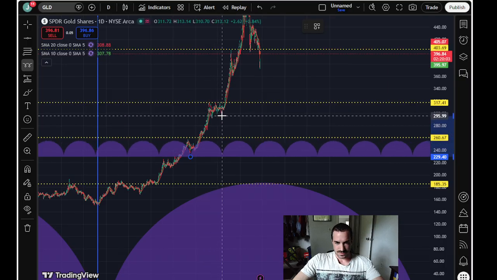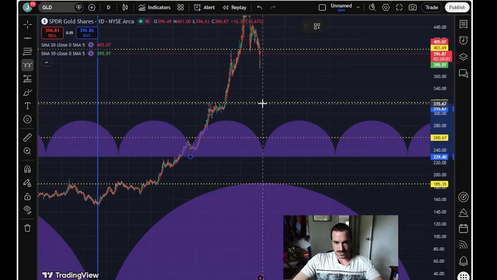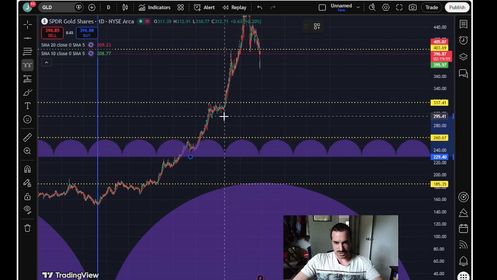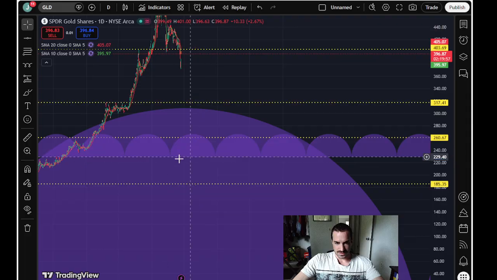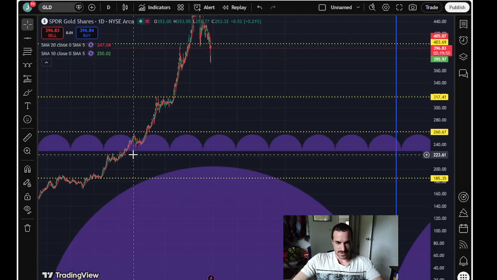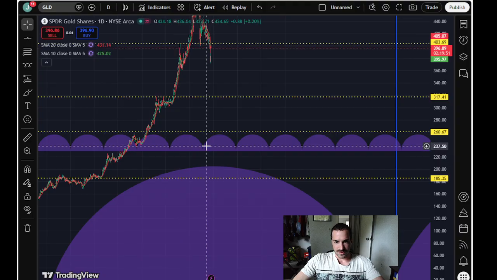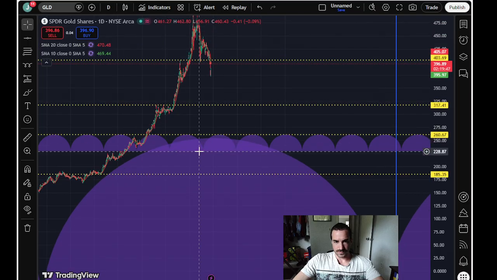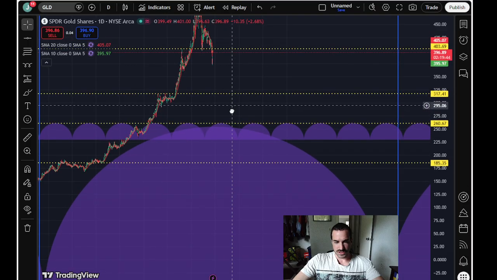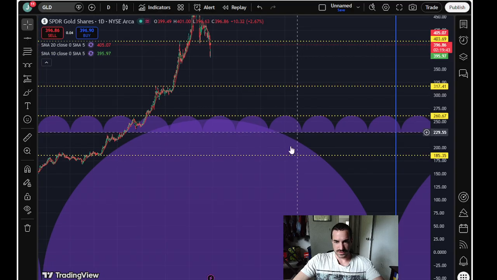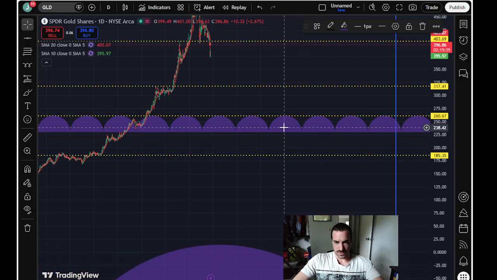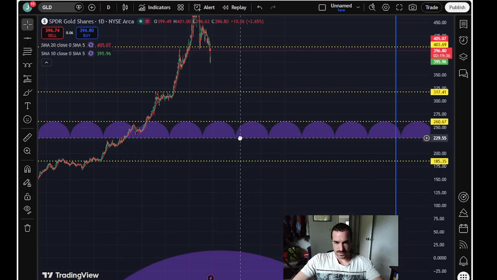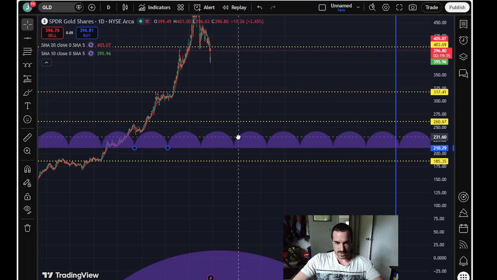Just doing the best we can to match up the troughs. Let's see if this works. So a trough here, a trough here. You got a trough here. This looks like an okay match. So let's bring this circle out of the way. We're looking at this one.